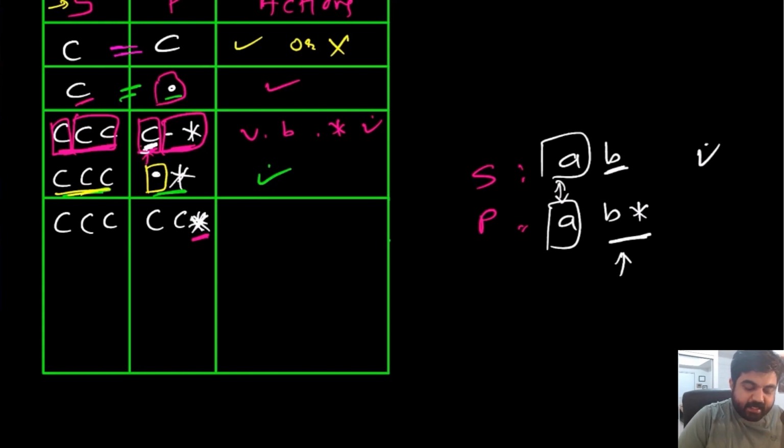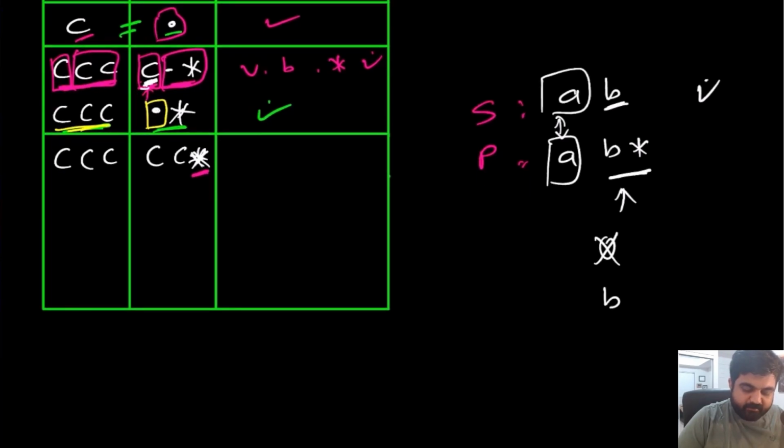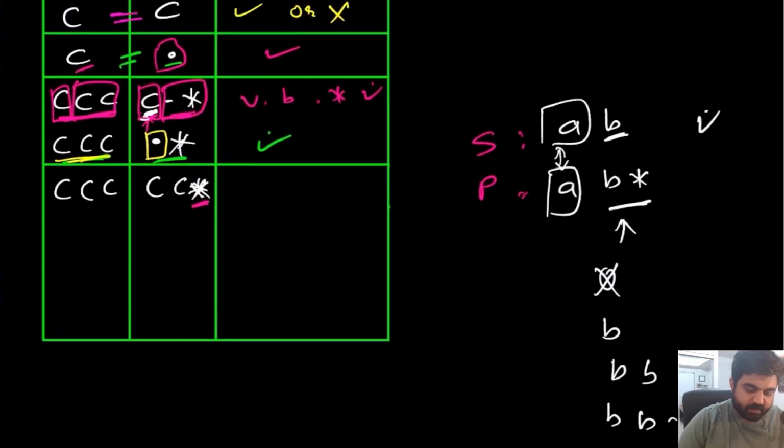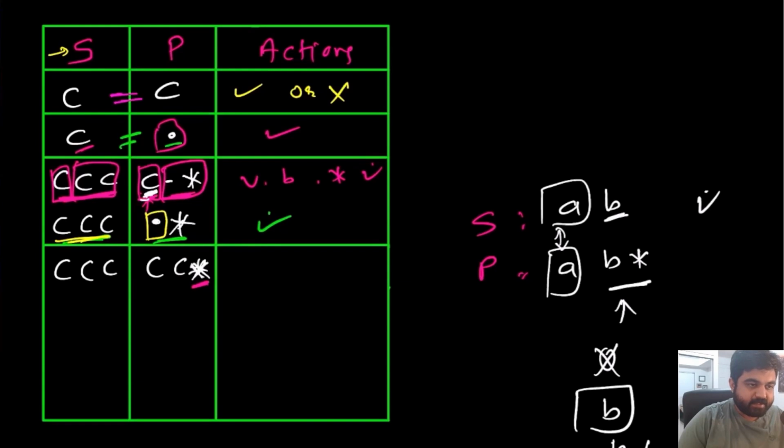So this B star could represent that we don't have any values, or we have one value of B, or two values of B, or infinite values of B, whatever we want to choose. So in this case, we are definitely going to choose one value of B, which means this is a match. So what are we considering? The value before, the preceding value of star. If that is a match, definitely we can find a match, right?